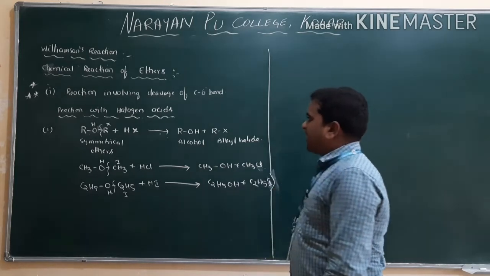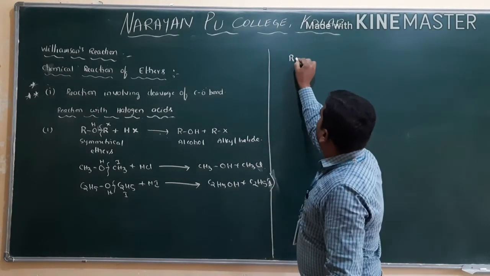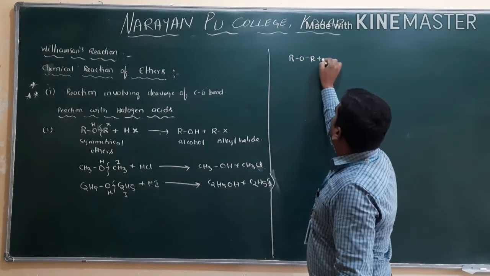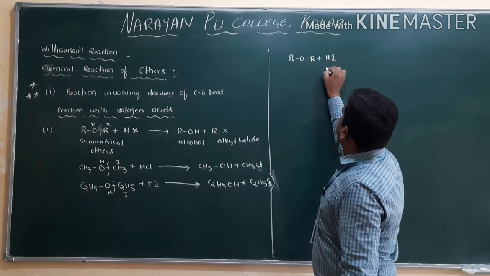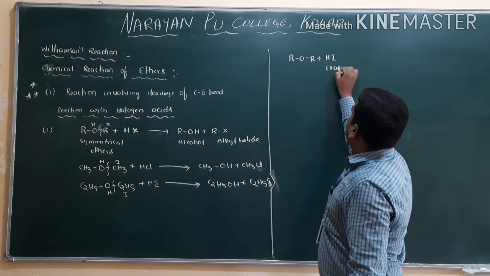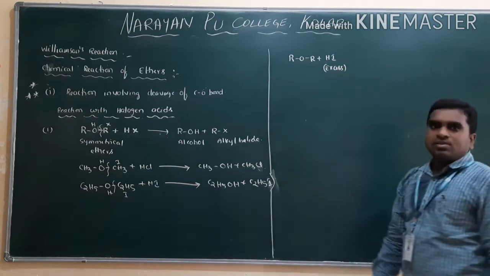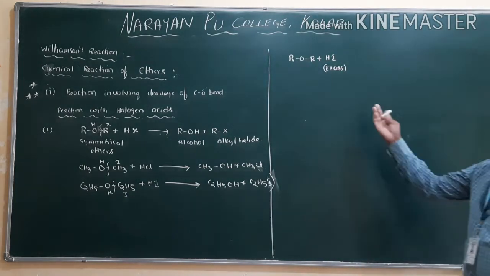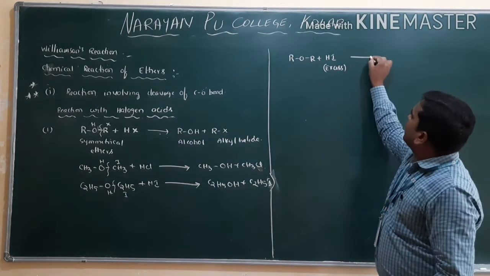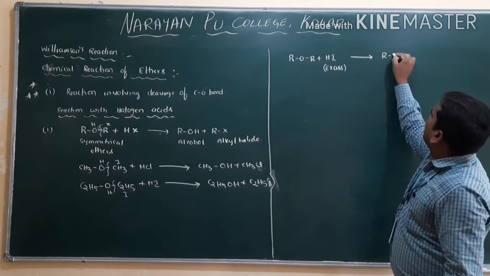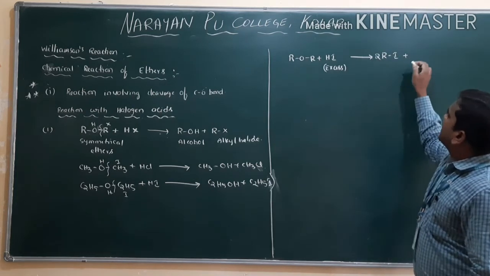With the symmetrical ether, I will take ROR plus HI. This is the excess amount of HI I will take. So take the excess amount. When you take the excess amount, then the product you will get is 2 moles of alkyl halides plus H2O.